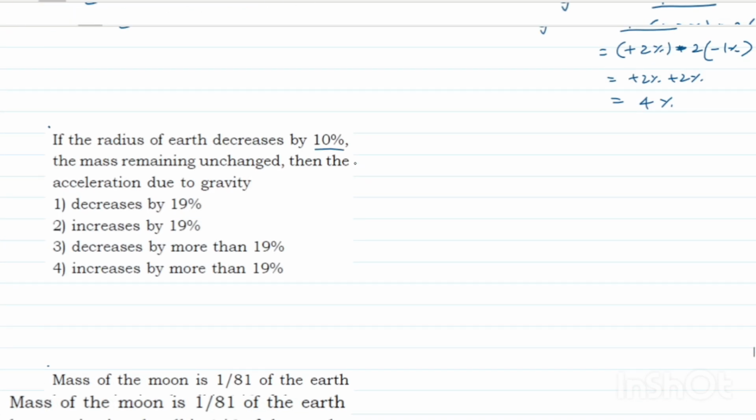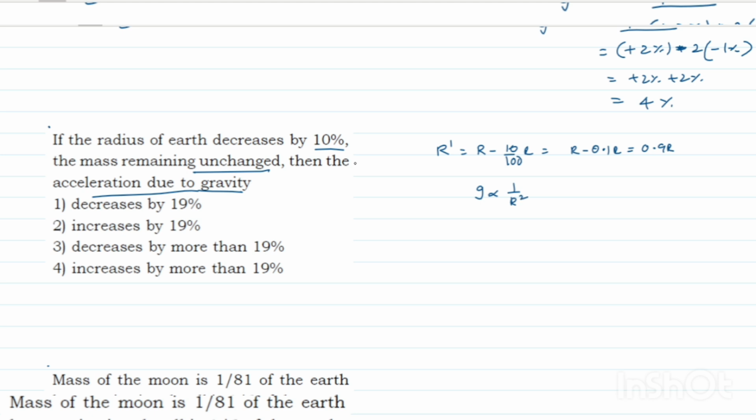If the radius decreases by 10% and the mass remains unchanged, then what happens to the acceleration due to gravity? Here the radius decreases by 10%, which means r minus 10 by 100 of the radius. So r minus 0.1r, which is nothing but 0.9r. Now g is inversely proportional to r square, students.